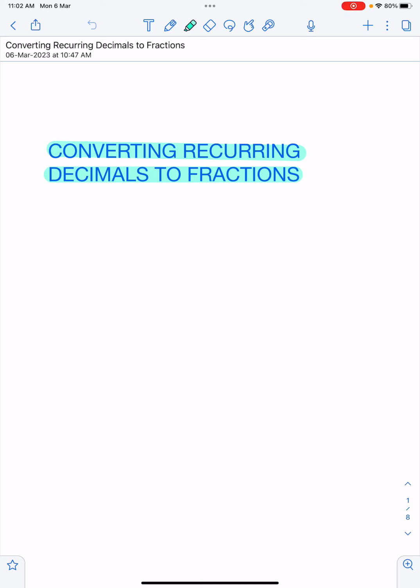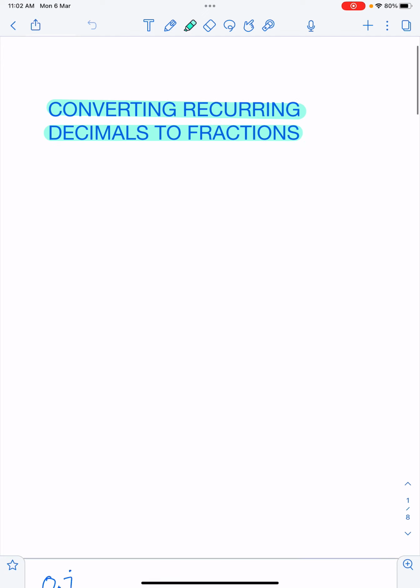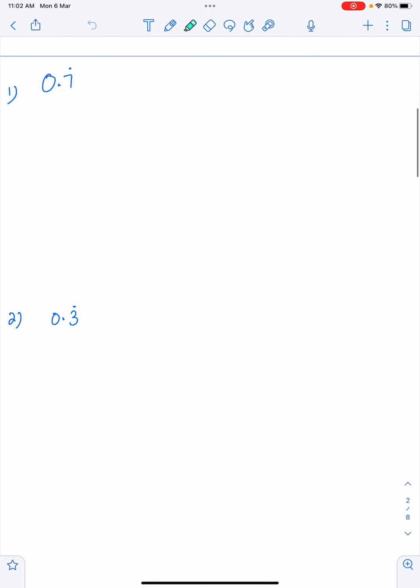Assalamu alaikum. In today's class, we're going to learn how to convert recurring decimals to fractions. Okay, this is the first example.